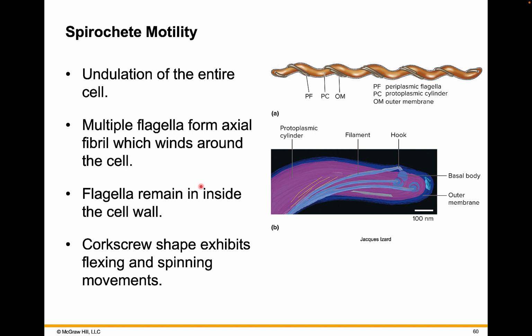So what they have is that they undulate the entire cell, and their flagella are the periplasmic flagella, or internal flagella.